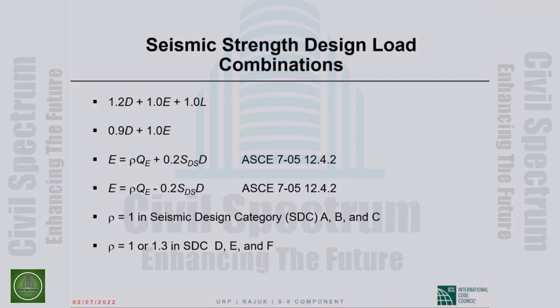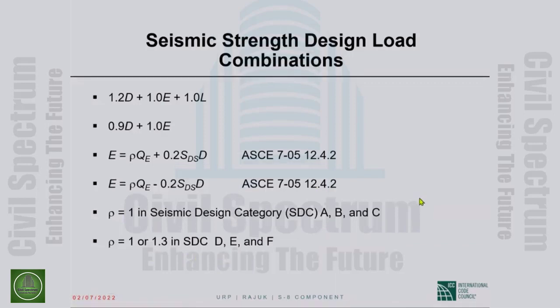And the point to S sub ds times d is essentially written differently. It is exactly the same. So in BNBC 2020, the E is Q sub E plus 0.2 S sub ds times d in the additive seismic load combination. In the counteractive load combination, it is Q sub E minus 0.2 S sub ds times d. In ASCE 7, rho is 1 for seismic design categories A, B, and C. In design categories D, E, and F, it can be 1 or 1.3, as I mentioned already.